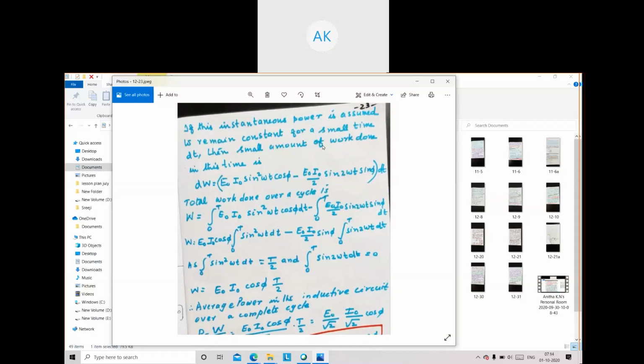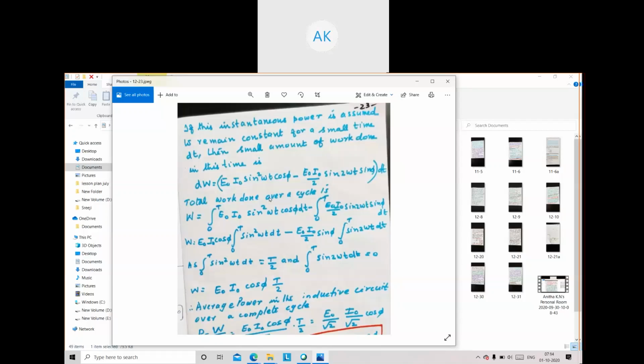If this instantaneous power is assumed to remain constant for a small time dt, then the small amount of work done, but dW by dt is what we got. Therefore, what is dW? dt comes to the right side, into dt. Therefore, total work done we can calculate. Because it is AC, we are first finding the small work done, then finding the total work done, because those values are varying. So for a small instant, we consider the current and voltage to be constant. So dW we find first, then we take W.